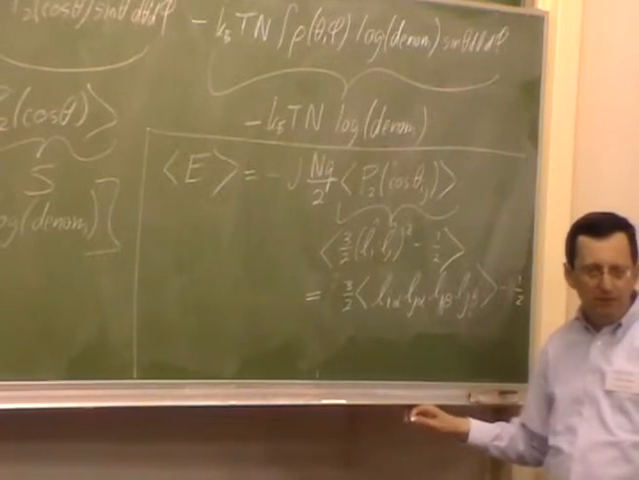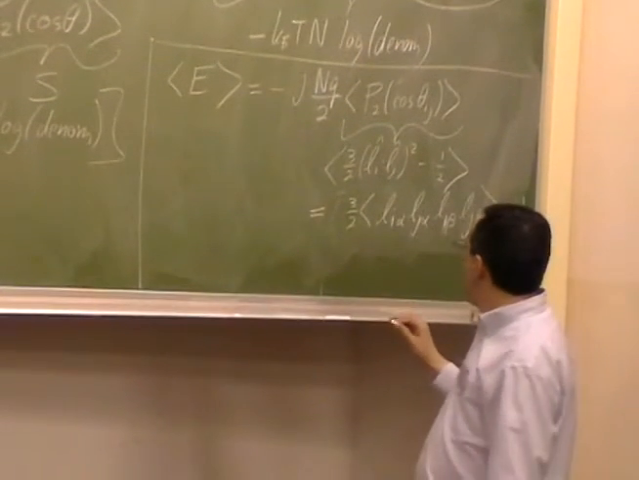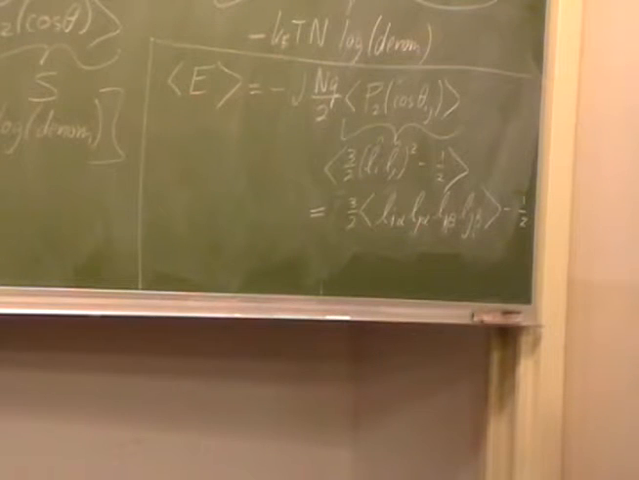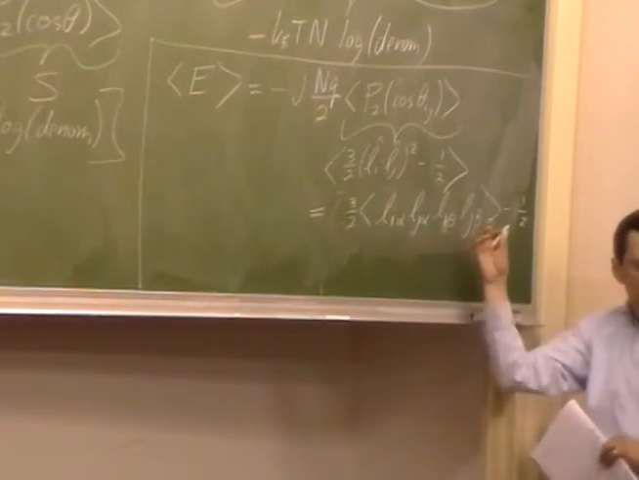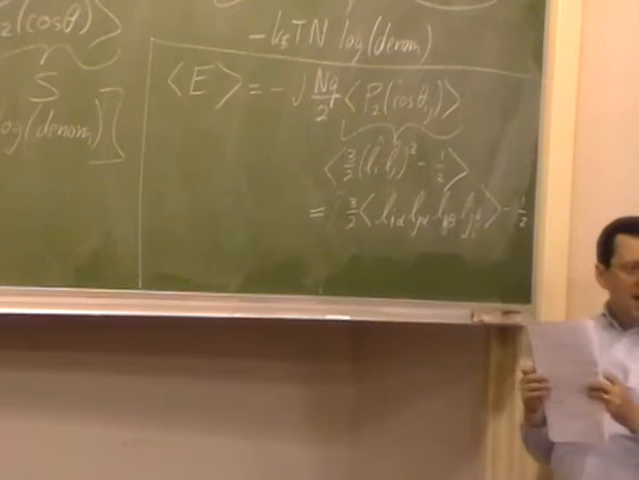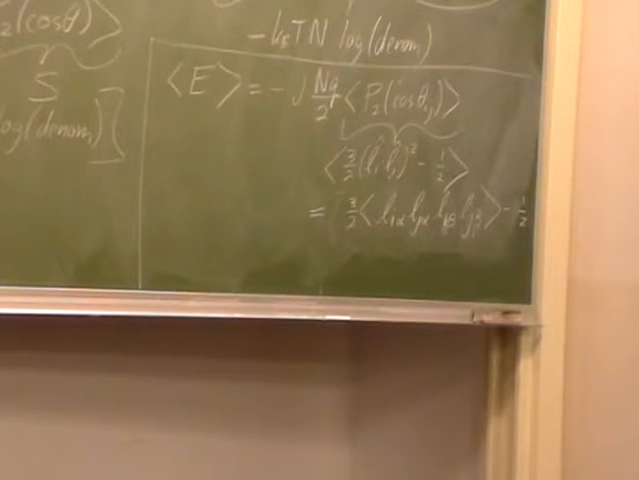minus 1/2. Okay? And now I've got an interaction between two neighboring sites, right? And now's the time when you worry. How do you calculate this average of two neighboring sites when one influences the fluctuations of the other one, right? Time to use mean field theory, right?